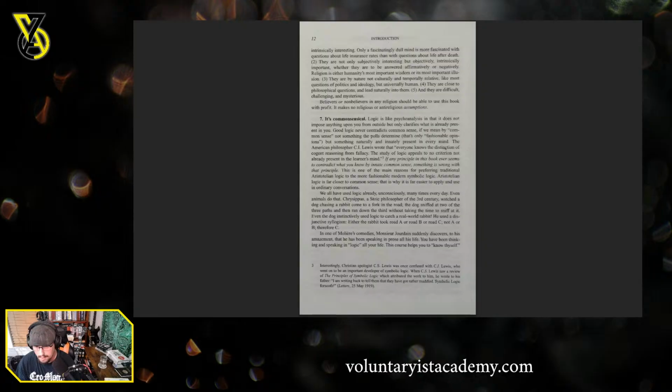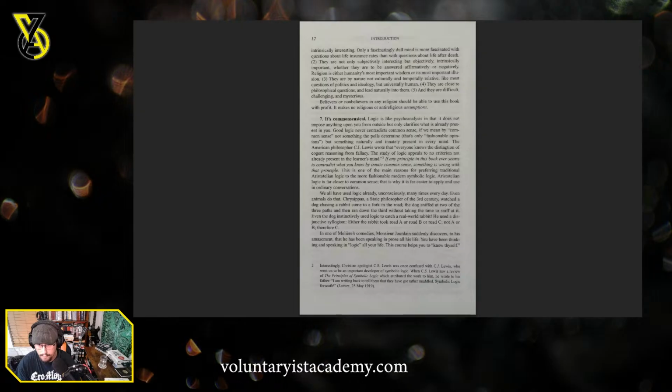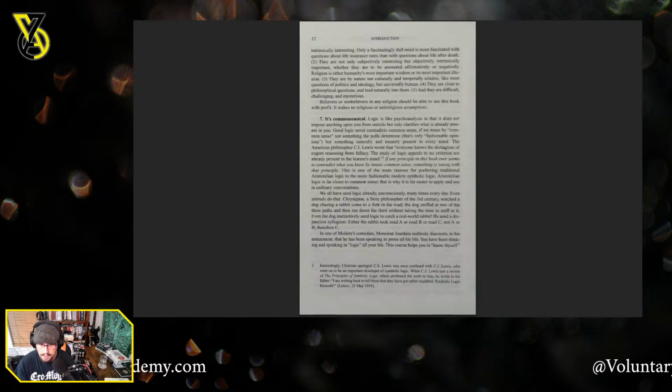Chrysippus, a Stoic philosopher of the 3rd century, watched a dog chasing a rabbit come to a fork in the road. The dog sniffed at 2 of the 3 paths and then ran down the 3rd without taking the time to sniff at it. Even the dog instinctively used logic to catch a real-world rabbit. He used a disjunctive syllogism. Either the rabbit took road A, or road B, or road C, not A or B, therefore C.